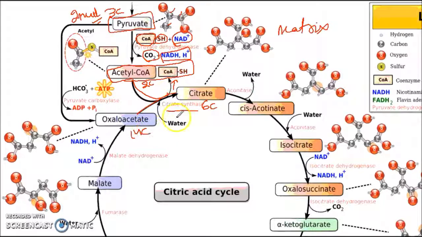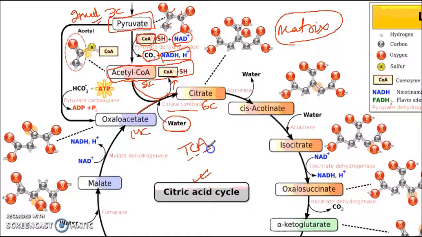During this reaction, water is used up. With the entry of water, acetyl coenzyme A and oxaloacetate, all this takes place in the matrix of the mitochondria, and the 6-carbon compound formed is called citrate or citric acid. So it is called the citric acid cycle. This 6-carbon compound contains 3 carboxylic acid groups, so it is called the TCA cycle, the tricarboxylic acid cycle.